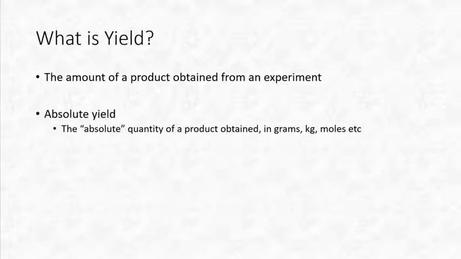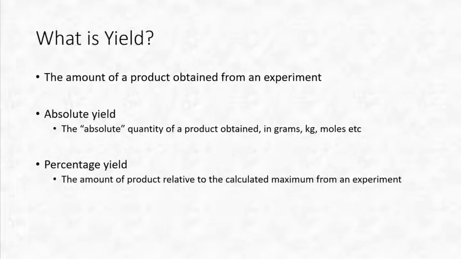Firstly, what is yield? It's the amount of product that you get from an experiment. There is something called absolute yield, and that's the actual quantity that you obtain from an experiment. So this could be a number of grams, kilograms or moles. And there's percentage yield, and this is the amount of product you get relative to the maximum you could possibly get. So the calculated maximum that you could get from your particular experiment.